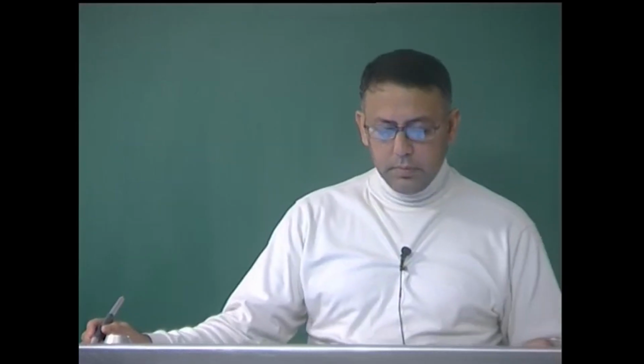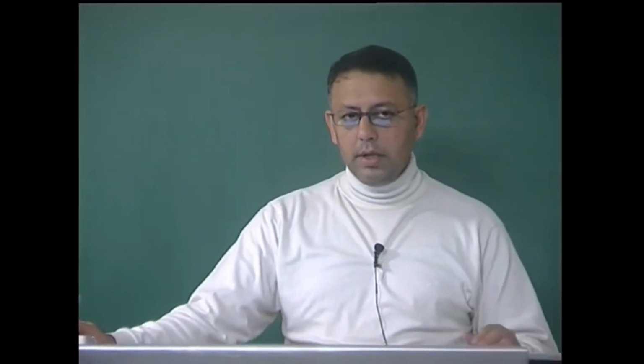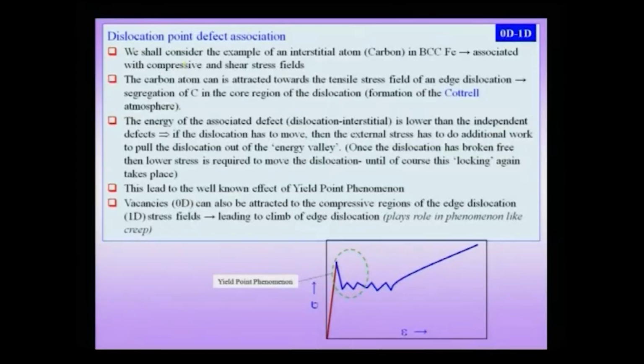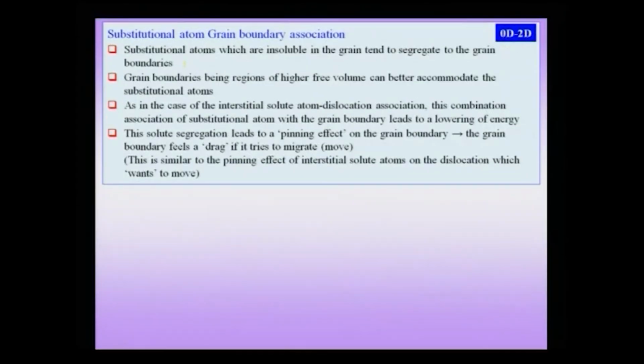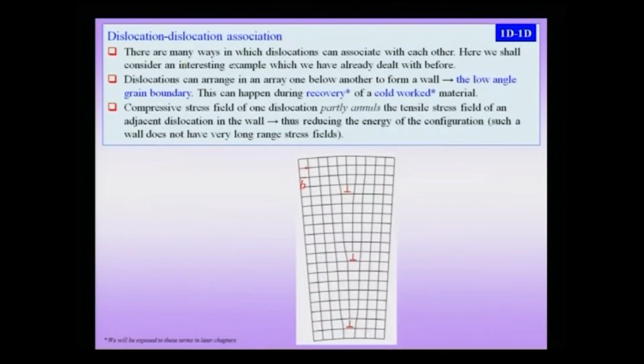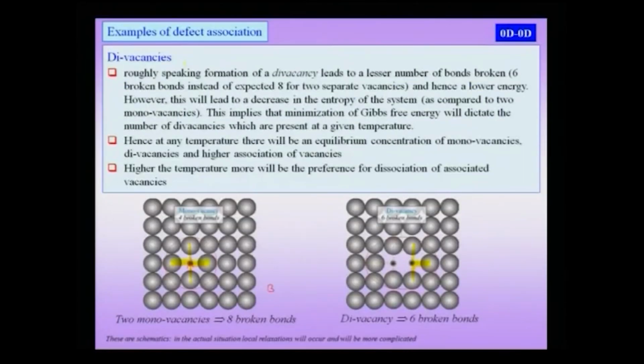Now, let us take these associations of defects one by one. First, we talk about the 0 dimensional one, then a 0 dimensional 1 dimensional association, and also a 0 dimensional 2 dimensional association, and finally, of course, we will just revisit the example which we just now talked about, which is a 1 dimensional defect association, and we will consider some more examples also.